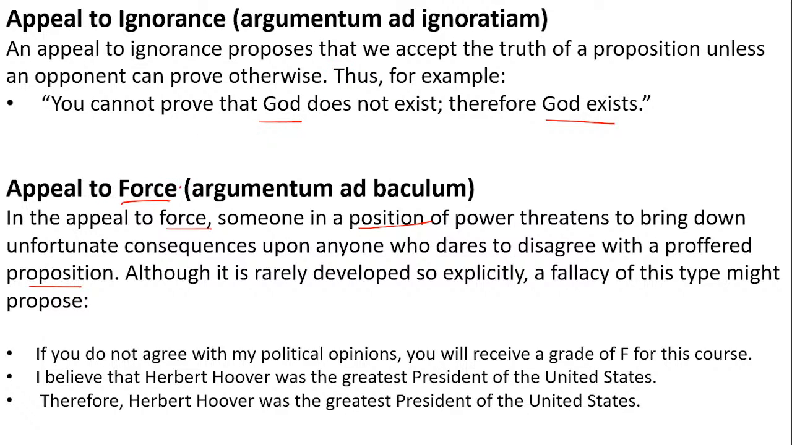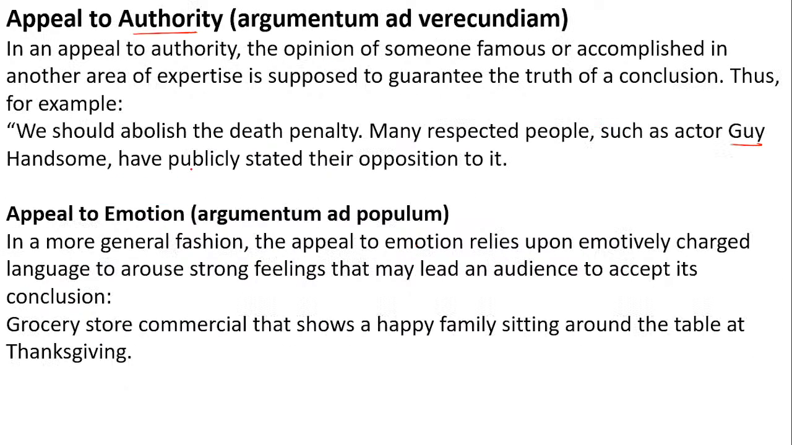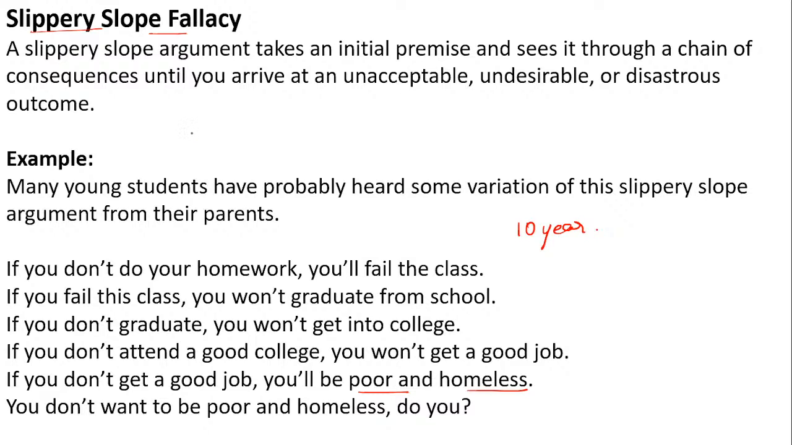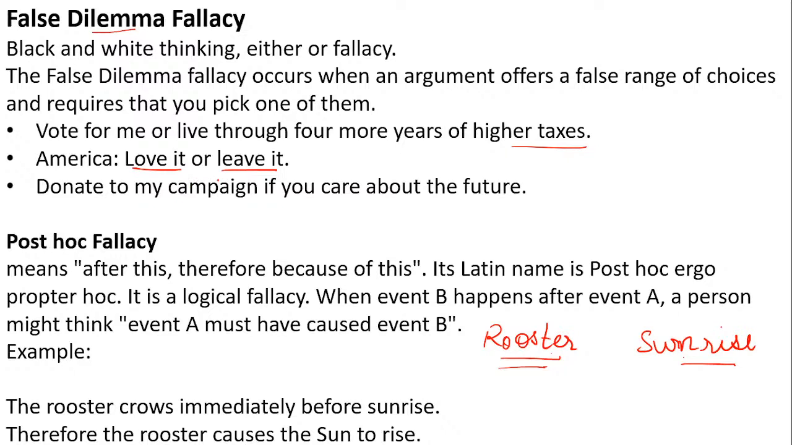Appeal to force is when you are using your power to convince others. Appeal to authority is when you are using some famous person's quote and you think, okay, if he's saying something, that is right. Appeal to emotion is when you are using strong feelings in your speech or statement to convince others. Hasty generalization means looking at one or two cases and giving a general statement. Slippery slope means you are taking one situation and giving a hypothetical, disastrous outcome of that situation. False dilemma is when you make the other person confused by giving only two options.